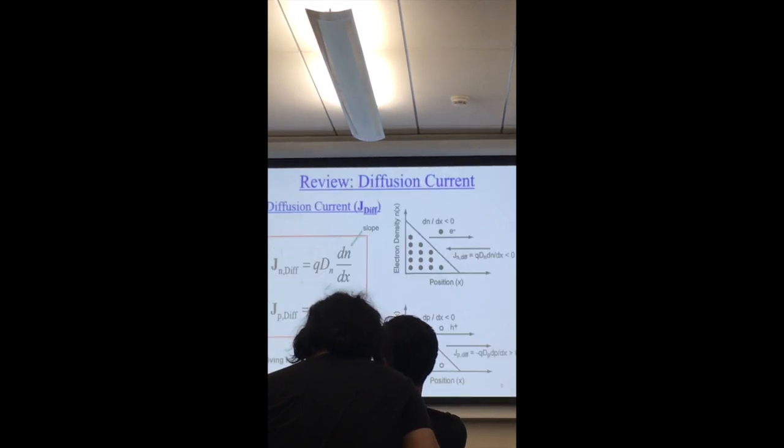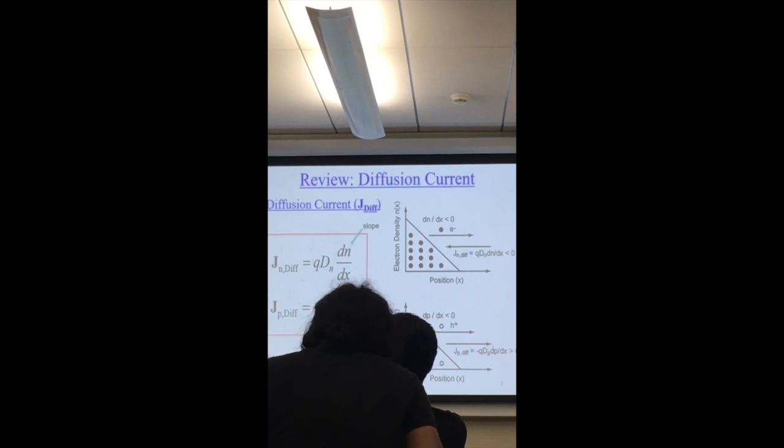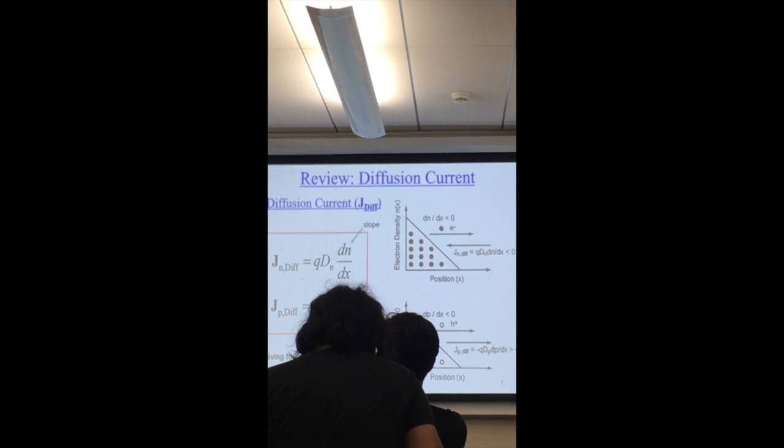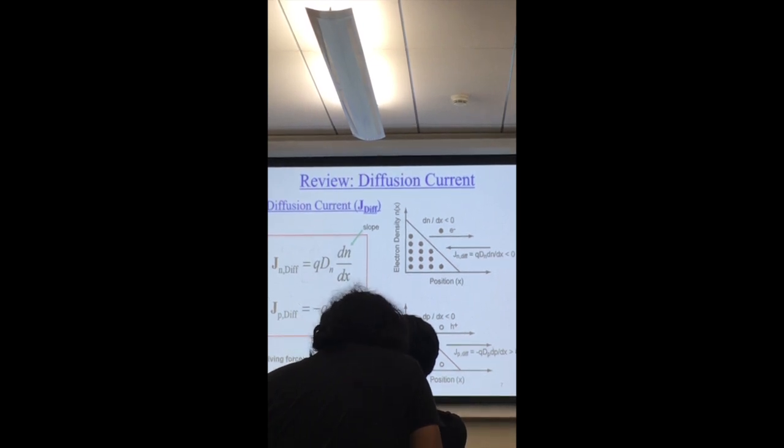Then we discussed another type of current, which is diffusion current. For diffusion current, the driving force is the gradient in carrier concentration, right?